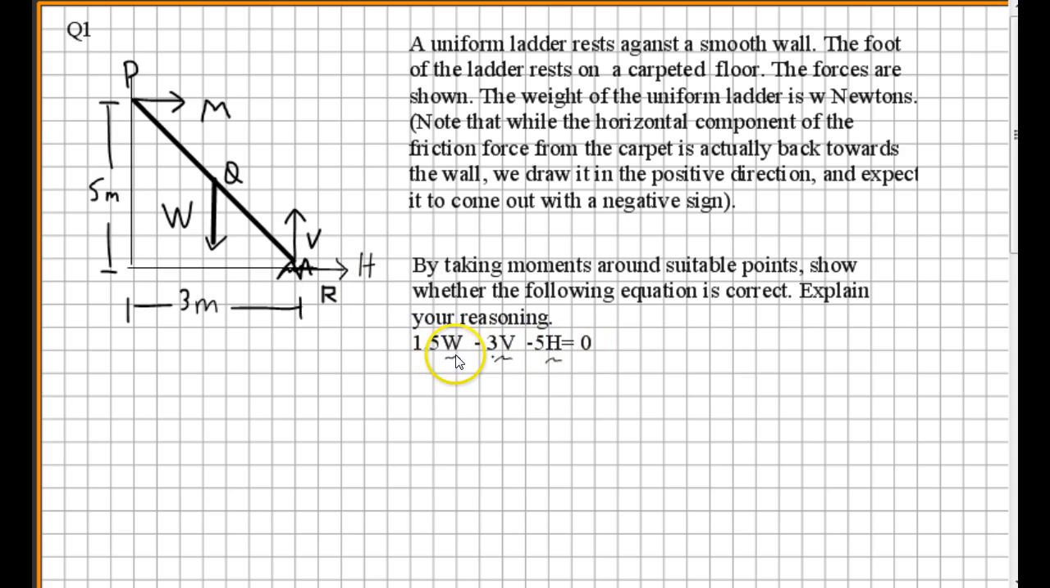We know we've got something in terms of W, something in terms of V, and something in terms of H. So we've got to use W in the equation and V in H, which means our pivot point must be up here. If our pivot point was anywhere else, we couldn't use W or V or H in the equation because we know that any force through the pivot point has a zero moment. So if we take our pivot point at P, let's work out the moments around P.